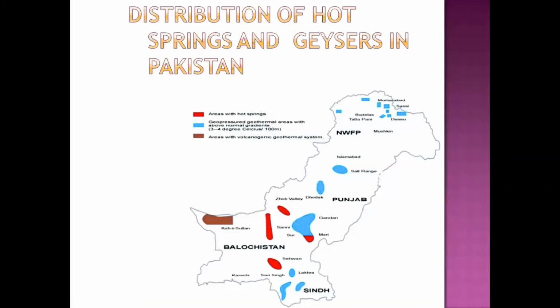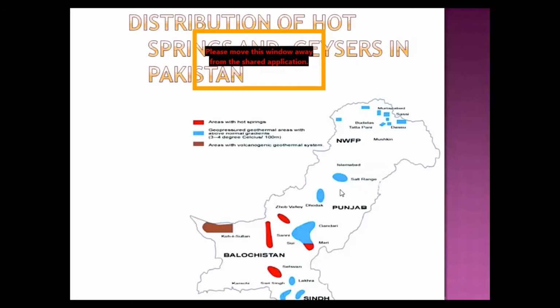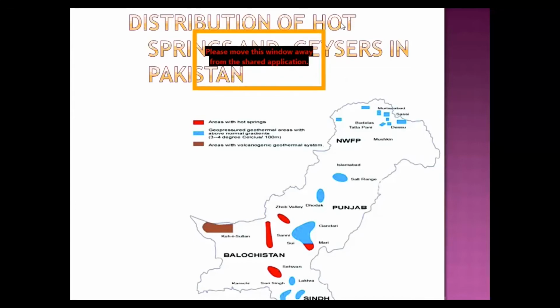We have few of these hot springs located in different parts of our country, and you can see that some of them are located in Sindh province and the western border of the Punjab province with the Khyber Pakhtunkhwa, and then the Gilgit-Baltistan region actually has a lot of these geothermal higher degrees hot springs and geysers.